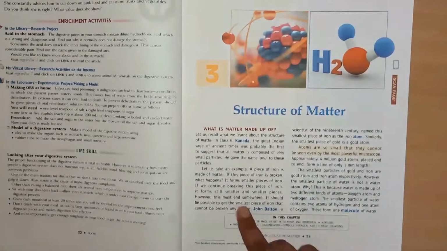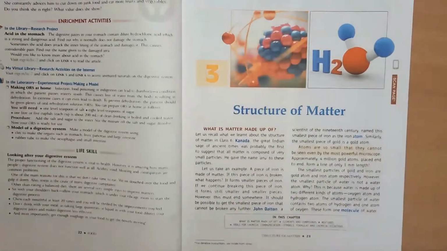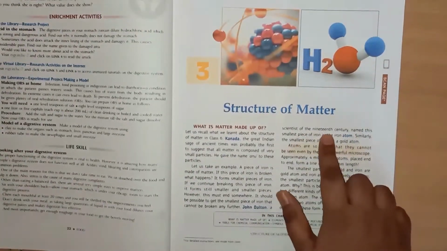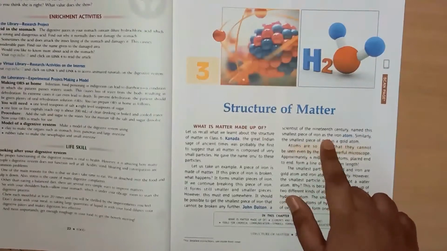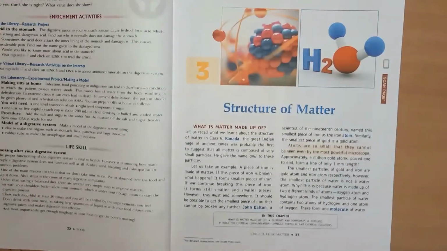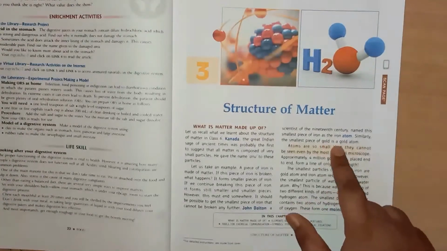So in this book, an example of a piece of iron is taken. It is saying, what if we break the iron piece into two? And what if we break them into smaller and smaller parts until we get the smallest piece of iron? Now let's read further. John Dalton, a scientist of the 19th century, named the smallest piece of iron as iron atom. So when we get the smallest particle of iron, John Dalton named this smallest particle of iron as iron atom.